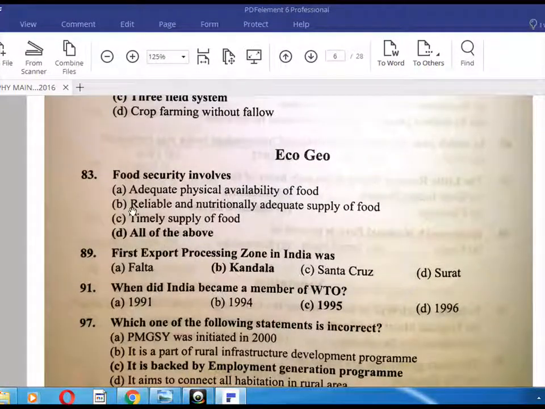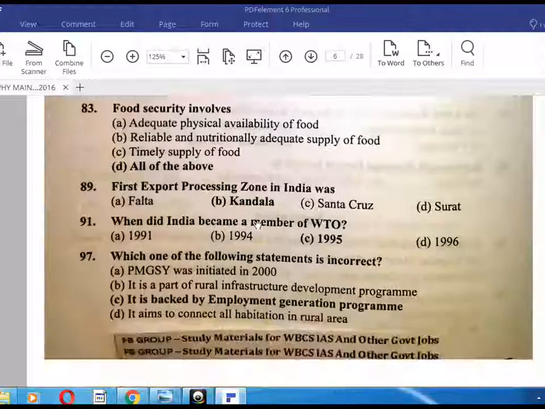Okay, food security involves all of the above. Adequate physical availability of food, reliable and nutritionally adequate supply of food, timely supply of food. First export processing zone (EPZ) in India was Kandla. When did India become a member of WTO? 1995. Which one of the following statements is incorrect?